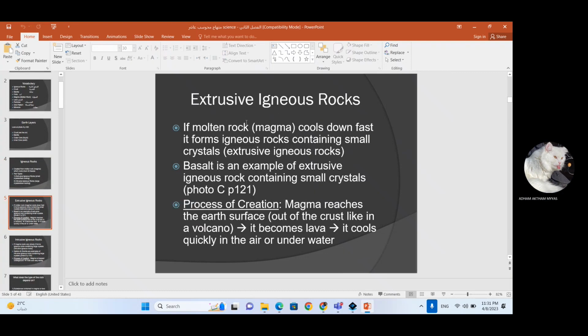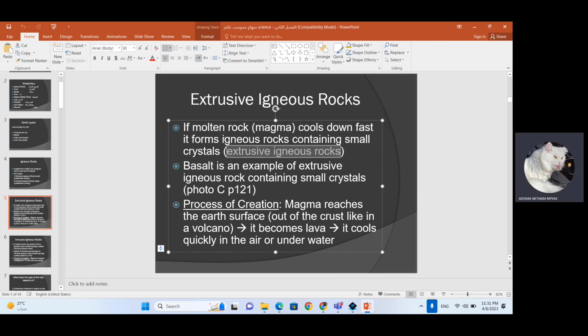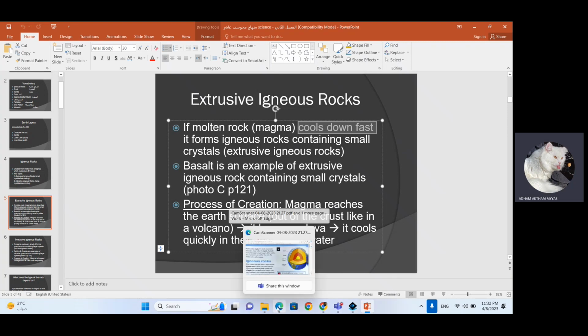So, extrusive igneous rocks. Molten magma cools down fast. It forms igneous rocks containing small crystals, because it is cooling down fast. Basalt is an example of extrusive igneous rocks containing small crystals. You can see it at page 121.